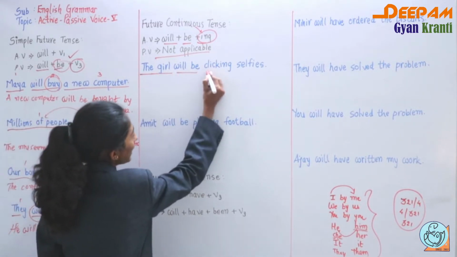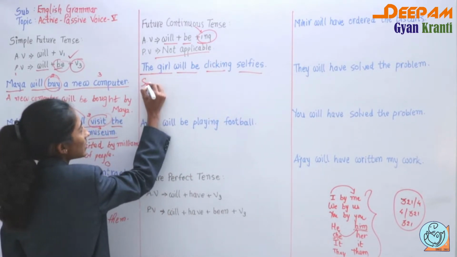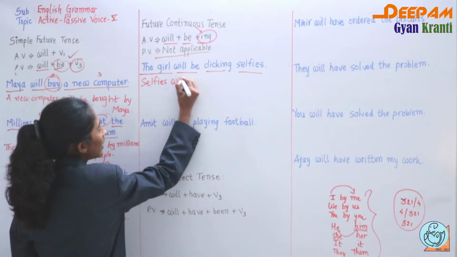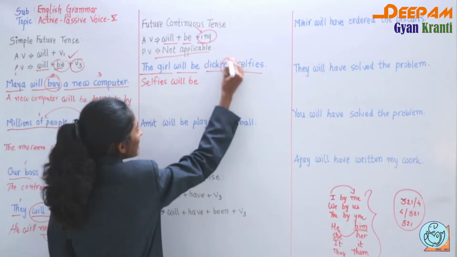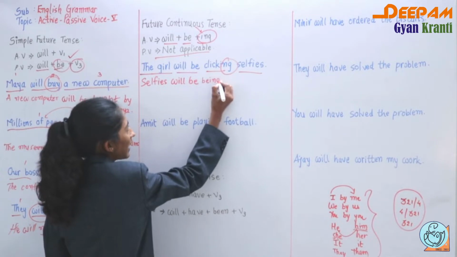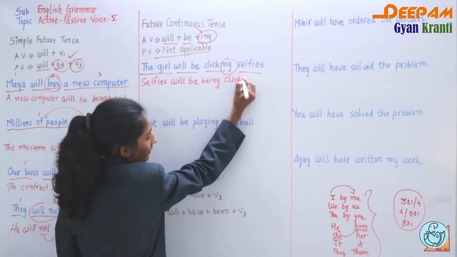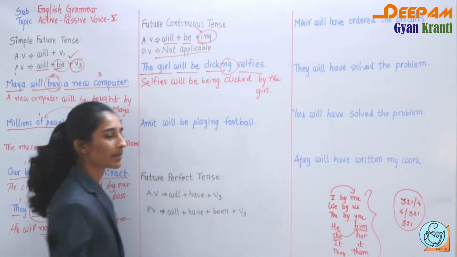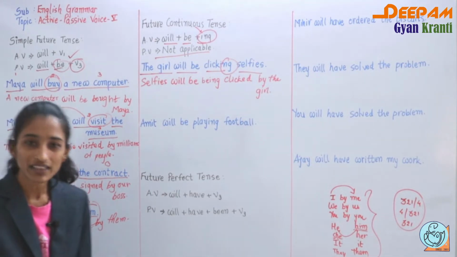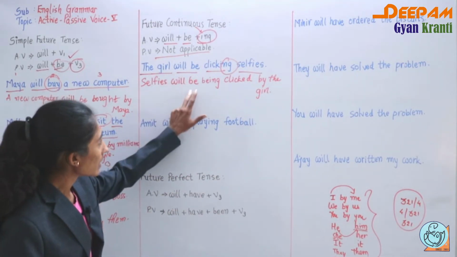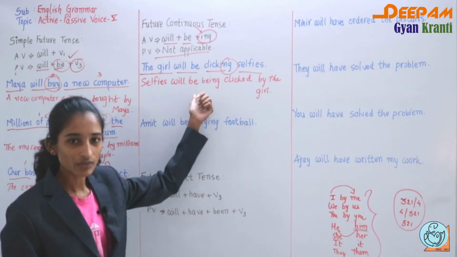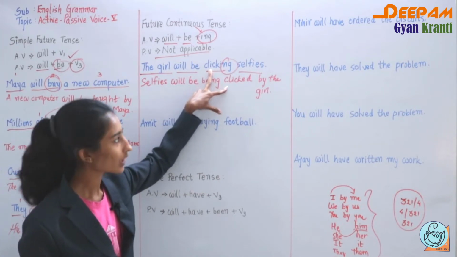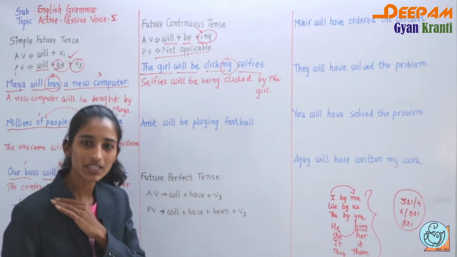The girl will be clicking selfies. So the object is selfies. Okay, then what do you have to add? You have to add will be, and since ing is given, they add being, and then clicked. Okay, by the girl. But you have to write that it's not applicable if it comes in your exam. Will be stays as it is, ing is given so we change it to being, then click into the V3 form, so clicked. And by the girl.